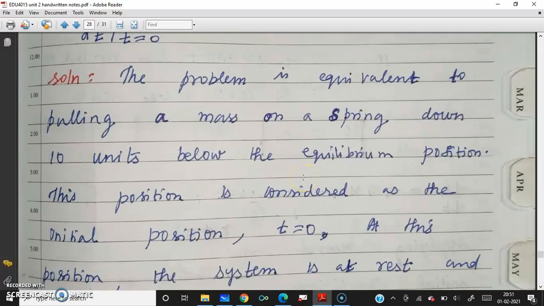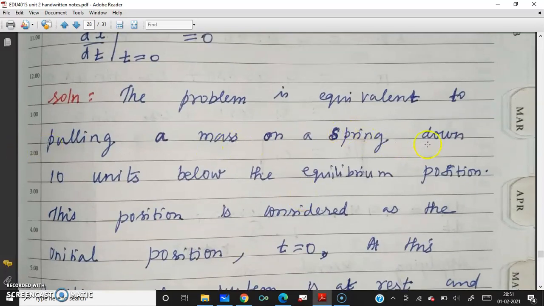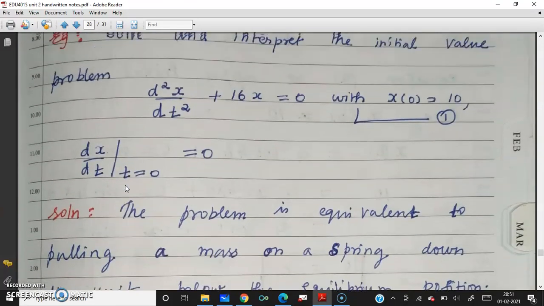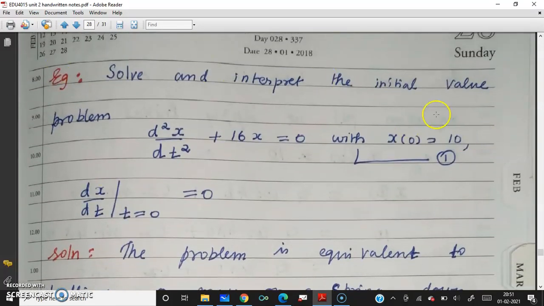The problem is equivalent to pulling a mass on a spring, meaning it is going in the downward direction, 10 units below the equilibrium position. Why? Here it is given, x of 0 is 10, equilibrium position, right? When it is 0, it is 10.